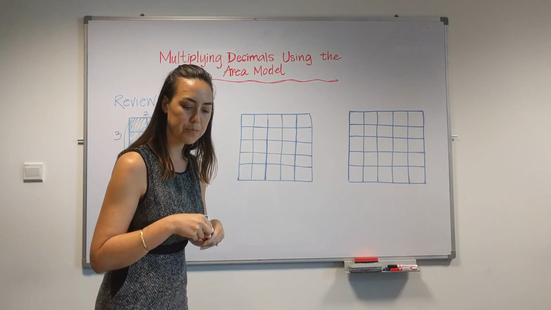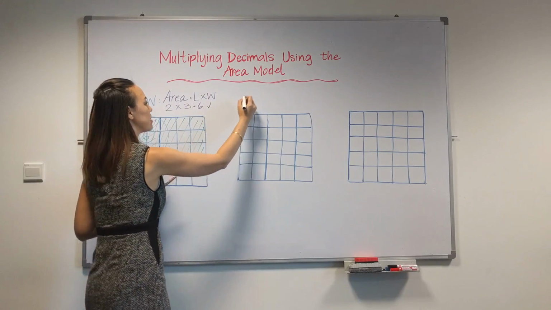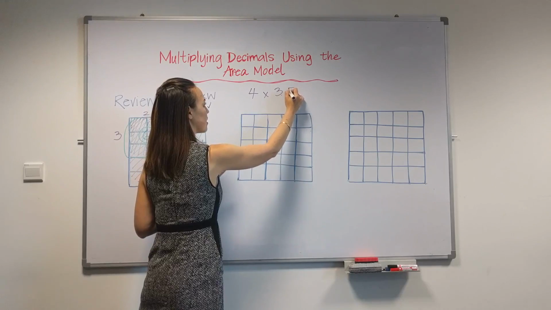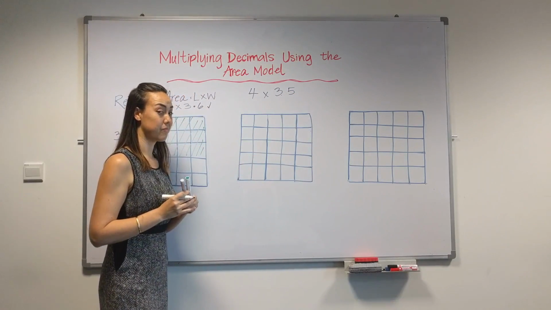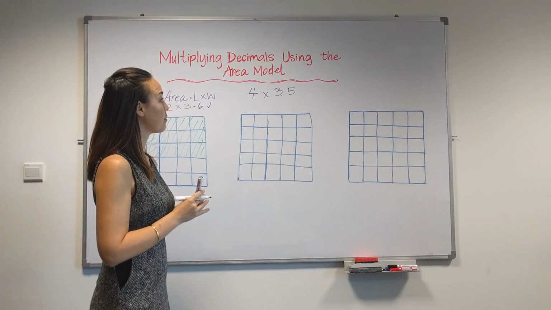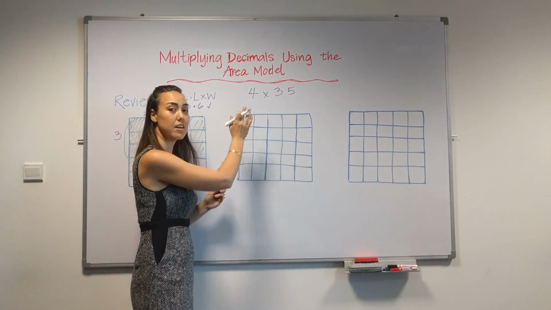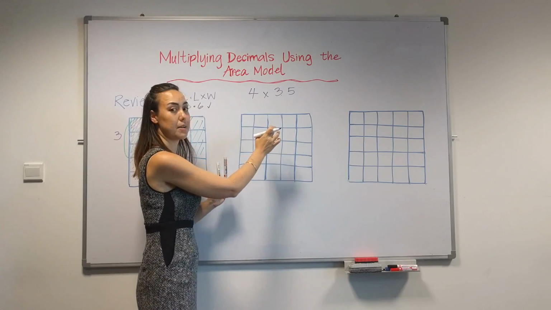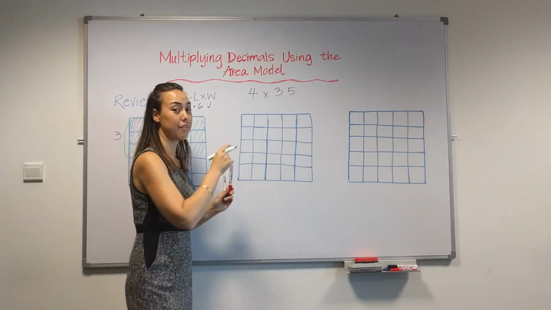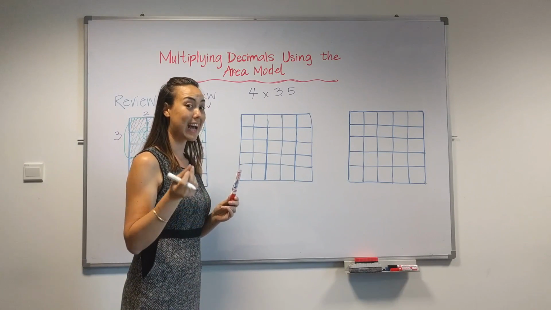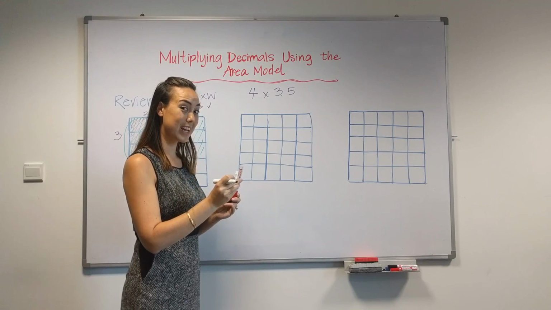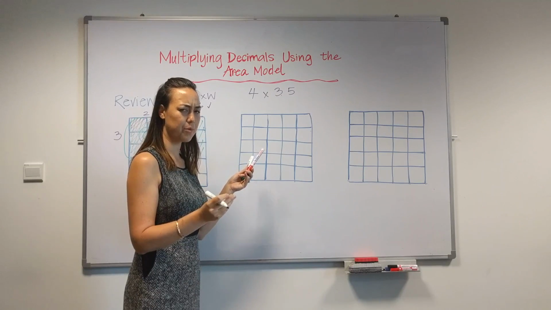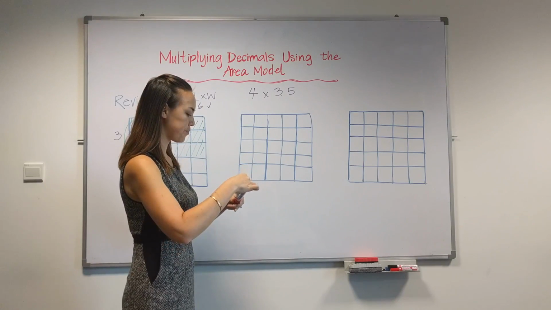This next one will be 4 times 3.5. All right, so as I look at this problem, I'm thinking to myself, 4 wholes, very easy, right? 4 squares. I can easily draw those in. The next one is 3.5. That's where it's a little bit trickier because a half is the decimal, right? Something less than 1 whole. But I can still shade in a half a square. That's not a problem. So let's try this.